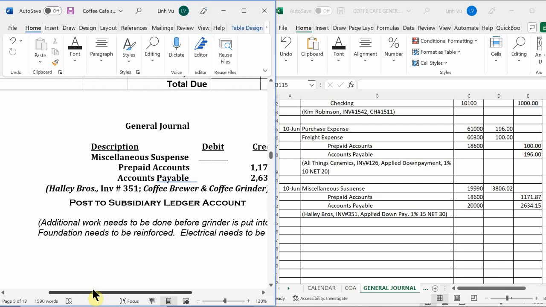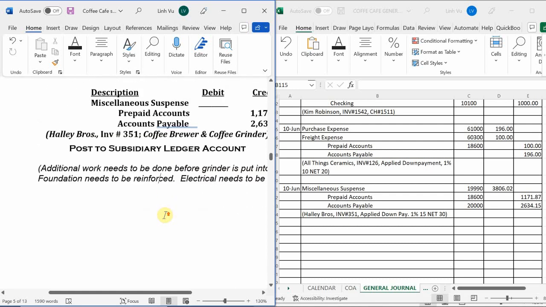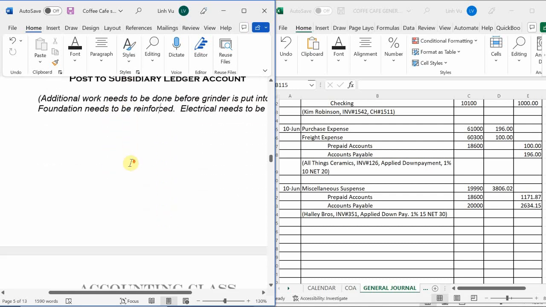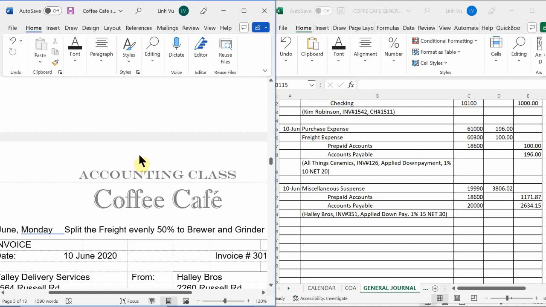Metal, right? To upgrade the outlets. Maybe I need to make it from a 2 outlet to a 4 outlet. I don't know. So in this case, I just need to make sure that I need electrical work to be done on my coffee grinder. Okay? So that is what I need for that. That is why I put those items into my miscellaneous suspense.